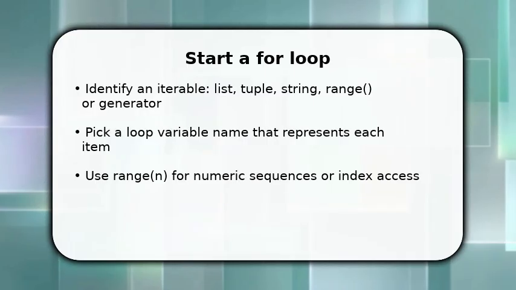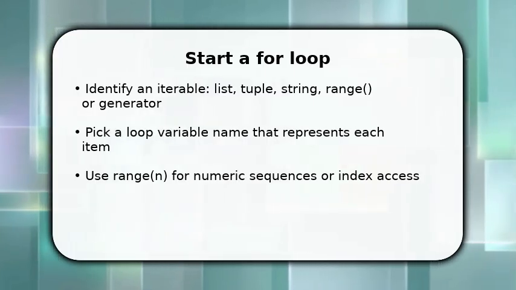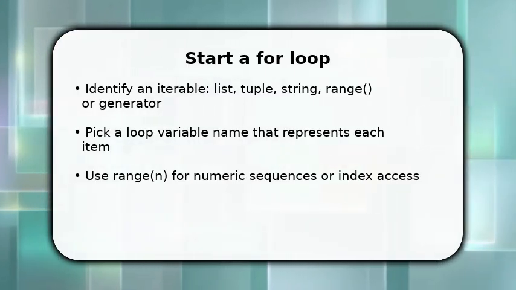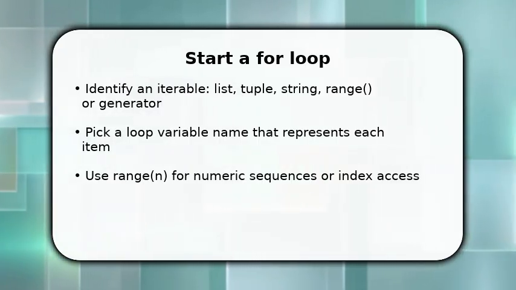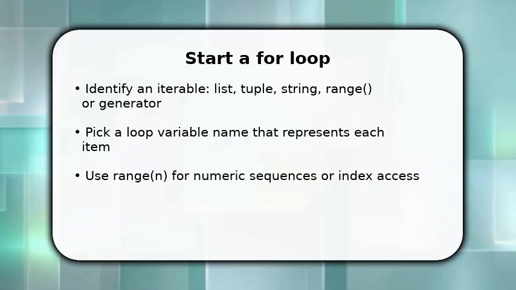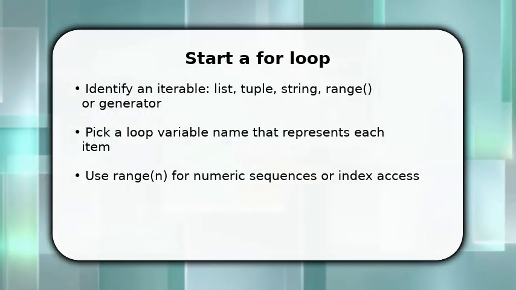You begin by selecting the iterable you will process. That choice determines behavior, so pick list, tuple, string, range, or generator. Once chosen, write for item in iterable, and indent the block. This is the first actionable step.